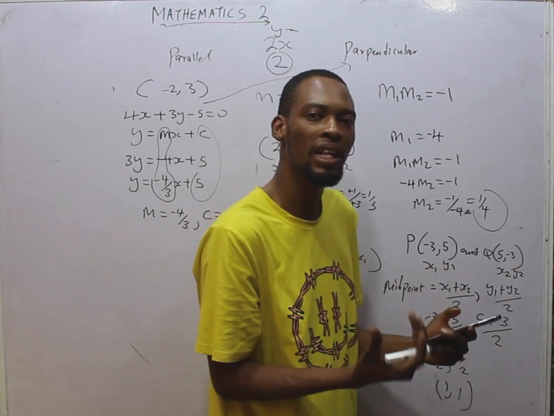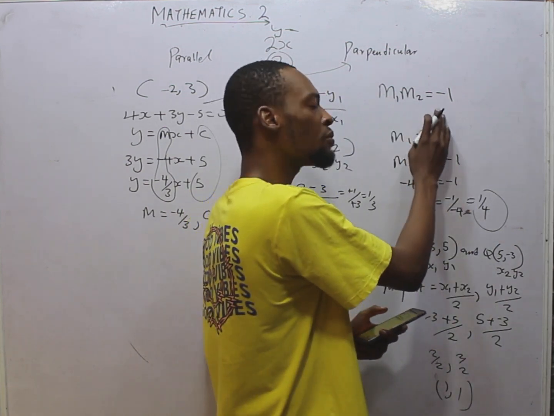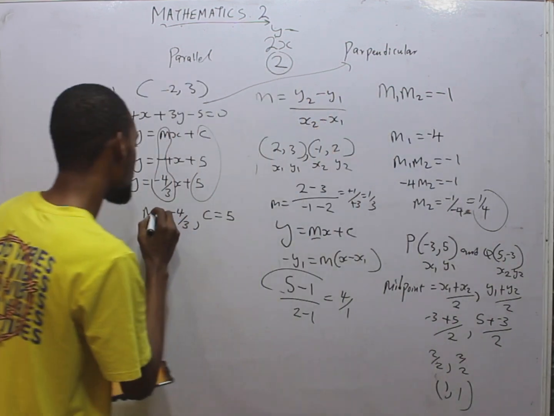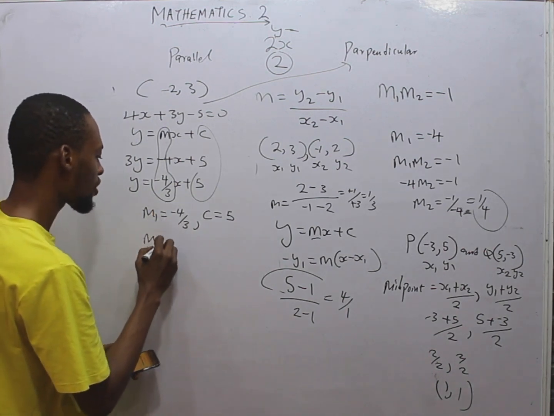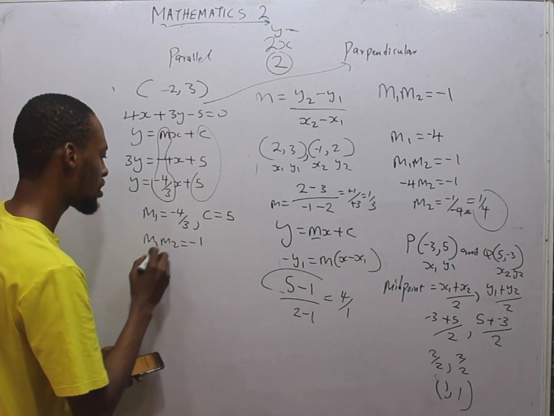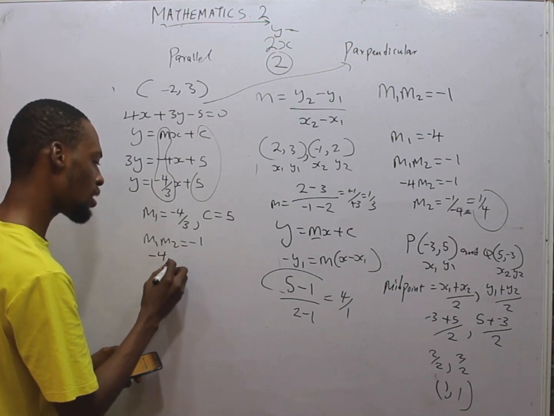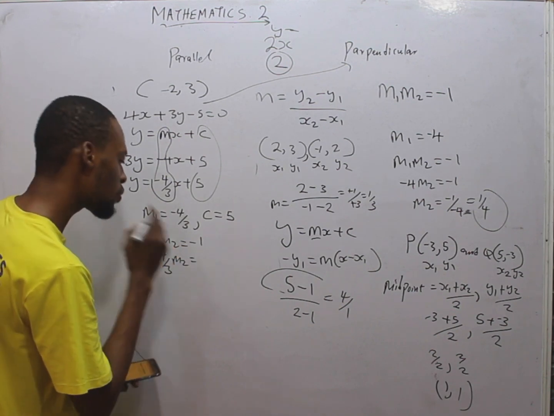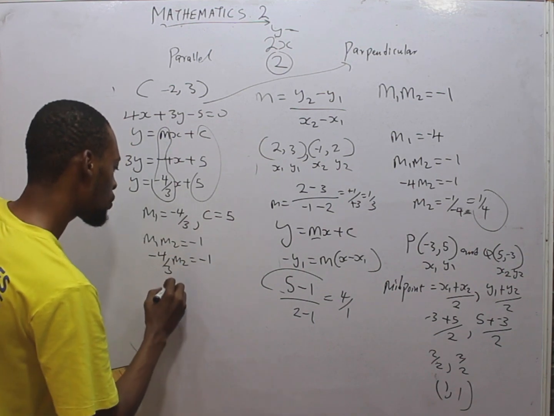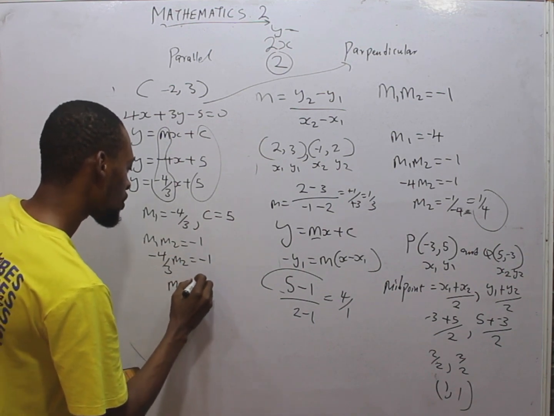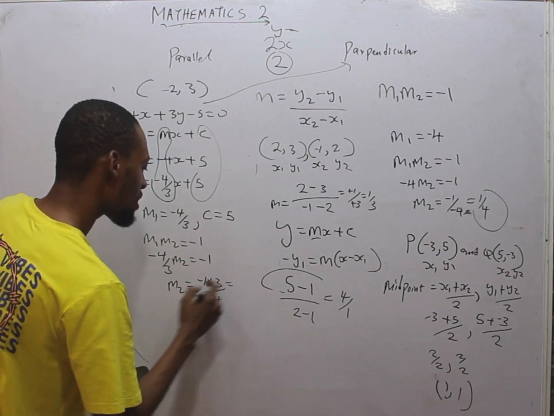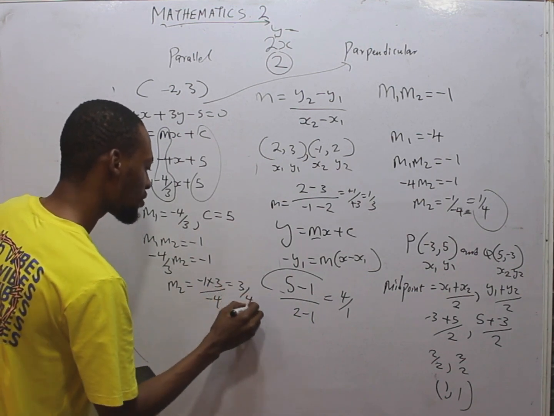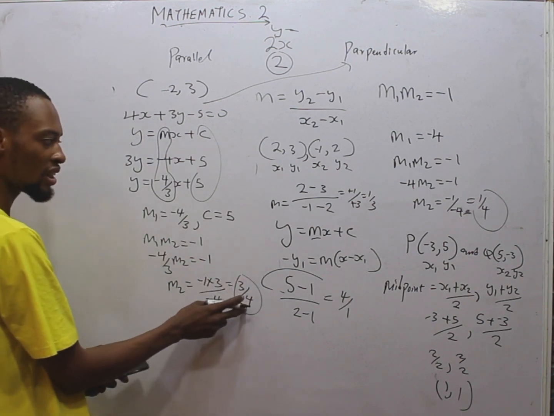Now, this is the gradient of the first line. Since the lines are perpendicular, m1 times m2 is minus 1. Here is m1. So for perpendicular lines, m1 m2 equals minus 1. Minus 4 over 3, which is m1, times m2 equals minus 1. So m2 equals minus 1 times 3 over minus 4. That is 3 over 4. So this is the gradient of the second line.